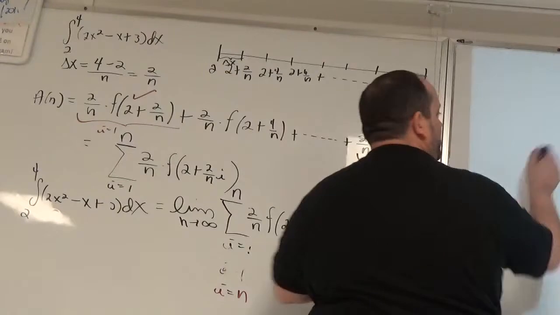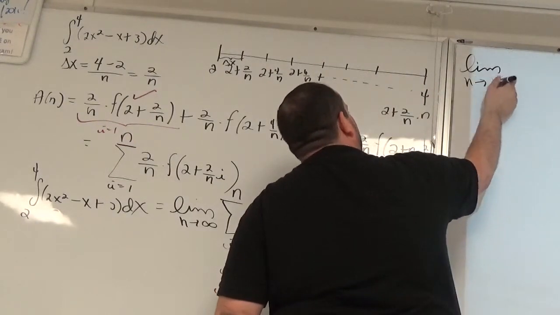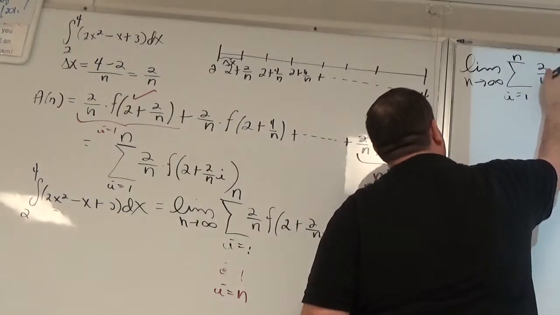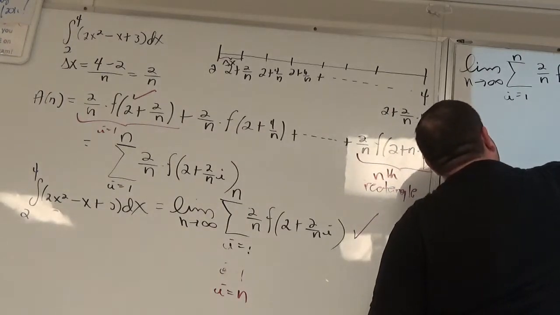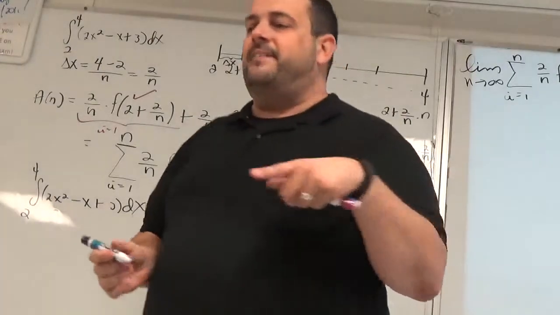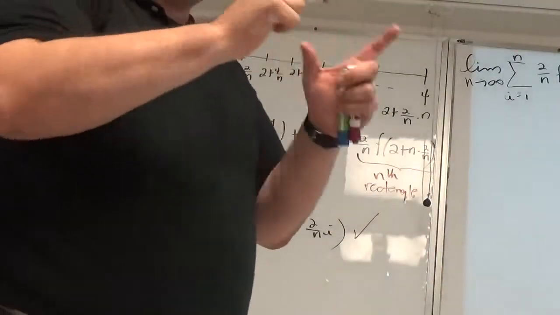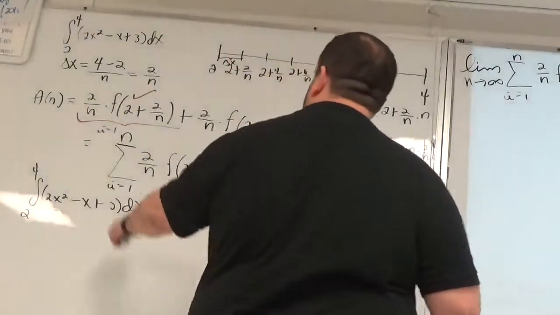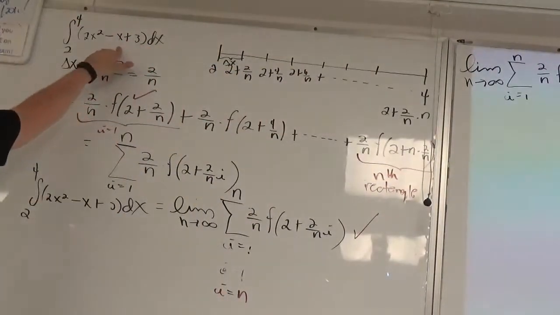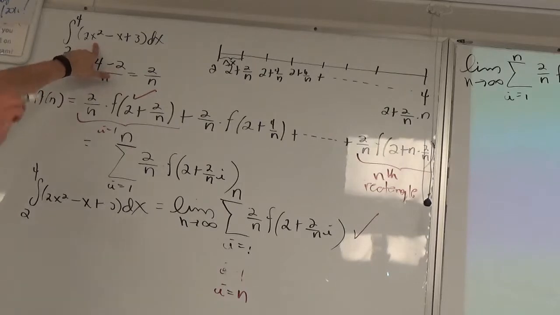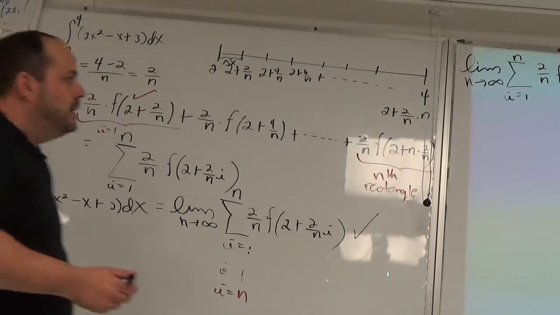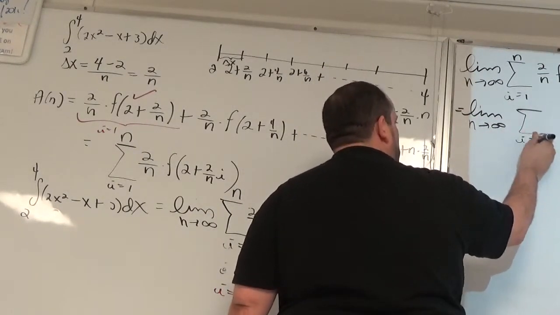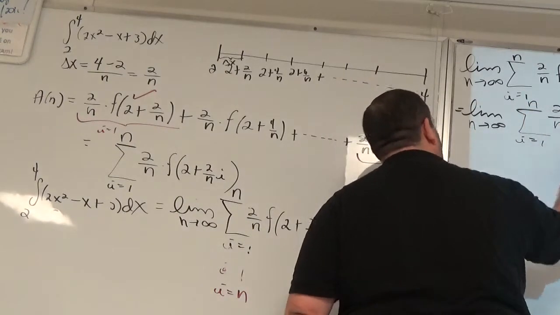All right, so here we go. Gosh, I hope it fits on this board. Limit as n approaches infinity of the sum from i equals 1 to n, we've got 2 over n times f of 2 plus 2 over n times i. The benefit of this problem is you know what f is. f is actually a function, and the function in this case is 2x squared minus x plus 3. So everywhere I have an x, replace it with 2 plus 2 over n times i. And don't get all like, but I've got to take the limit. Yeah, eventually. Right now, I'm just bringing all the other stuff along for the ride.